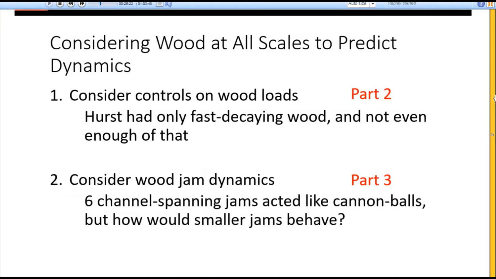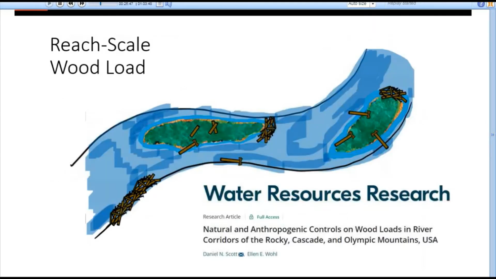Same thing with wood. These jams were built with fast decaying wood, and they didn't even have enough of that to sustain them. In addition, I would argue that we need to zoom in on each individual jam and try to predict, or at least in this case hindcast, why those jams mobilized. So why didn't they just lose a few pieces and turn into maybe a different morphology of jam? Why did they wholesale blow out and transport down this creek? So these two things will form the next two parts of this talk.